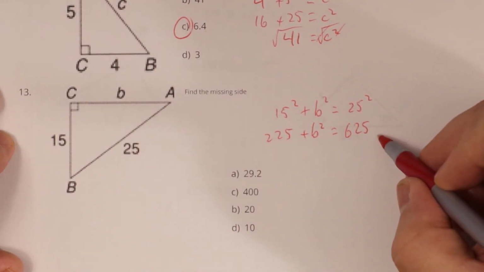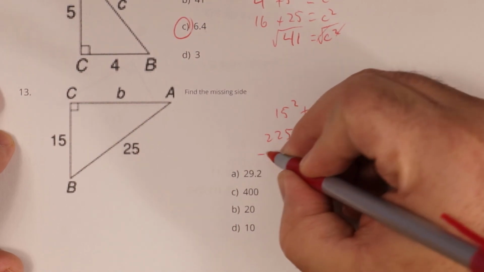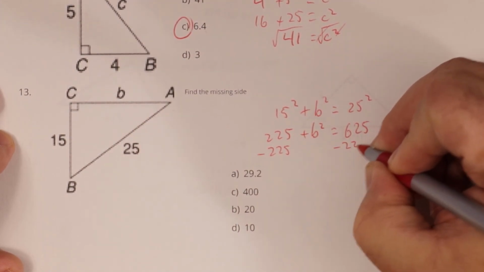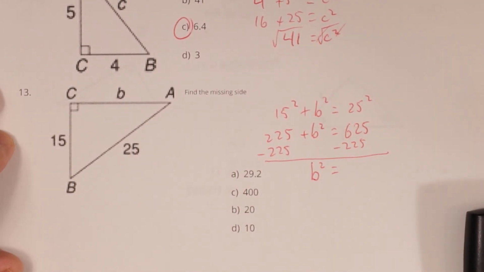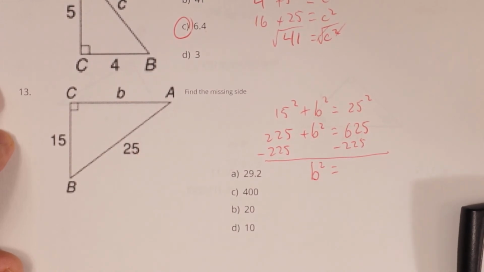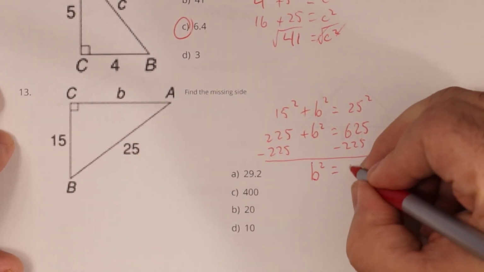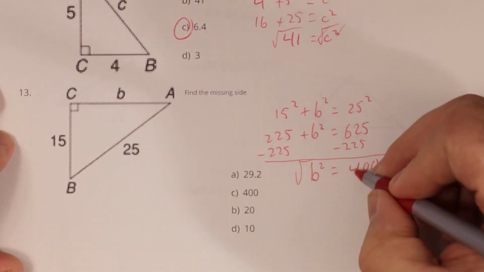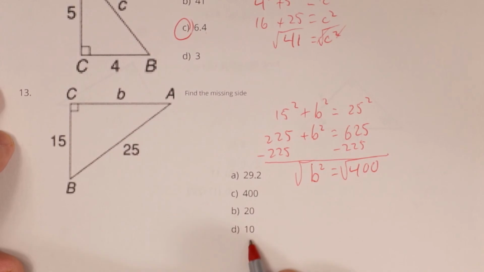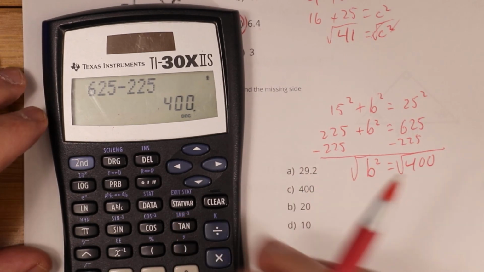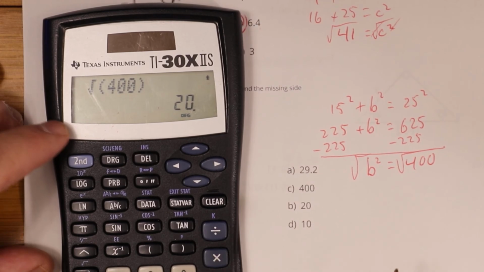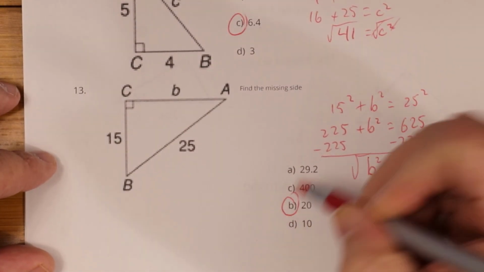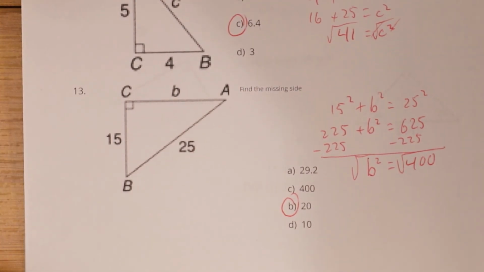You need to move this 225 across that equal sign, so it's positive. You're going to subtract it and be fair. B squared equals, I think that's 400. Yep, 400. And then remember, we're square rooting it. The answer here is decimal. There's no radical in the answers, which means the calculator is going to work just fine. Square root 400. I got 20. Nice. So there's 13.